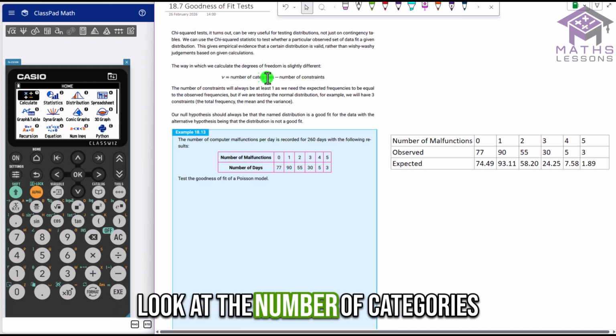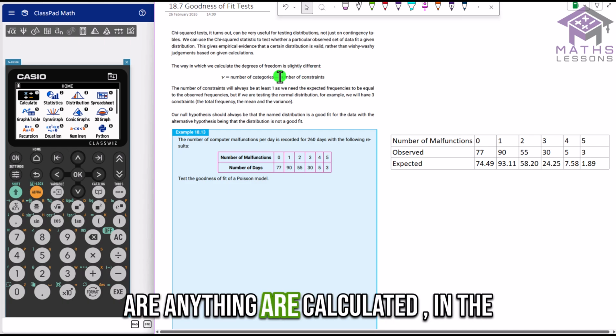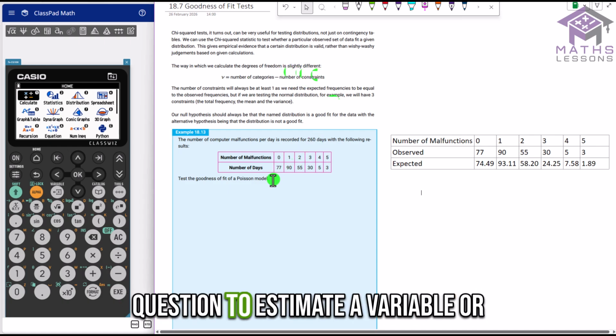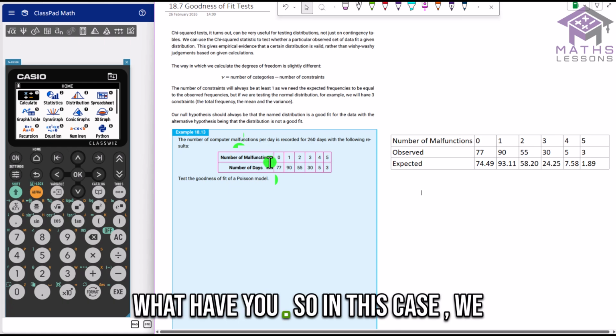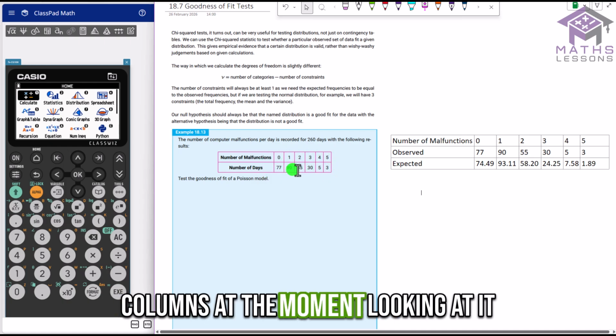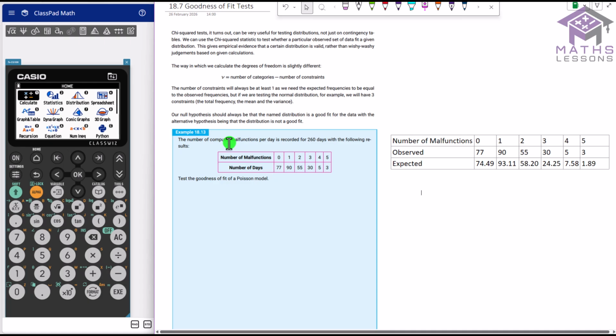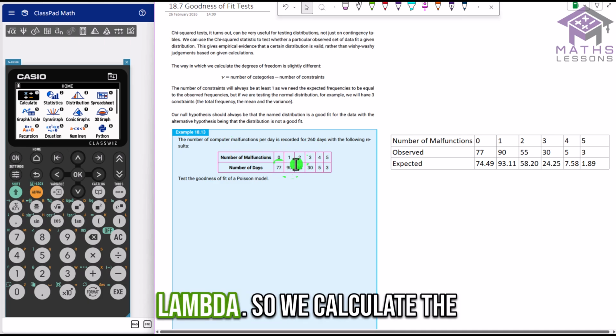So we need to look at the number of categories and we need to take away the constraints. And the constraints are anything which are calculated in the question to estimate a variable or what have you. So in this case, we've got 1, 2, 3, 4, 5, 6 columns at the moment looking at it. But one of the things we're going to have to calculate is the actual average rate, the Poisson, the lambda.